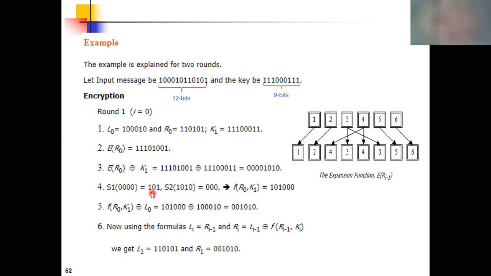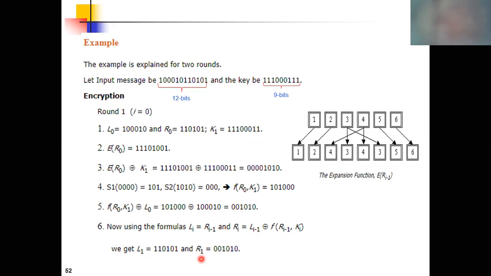So F is basically the concatenation of these two outputs of 3 bits each. Concatenate means to join them, combine them, so we get 6 bits, and further we apply XOR of this with L naught, and we get again 6 bits. Li means Ri minus 1. So L1 is R naught, and R1 is L naught XOR F of R naught comma K1. In that case, we get L1 and R1, and then we apply swapping.